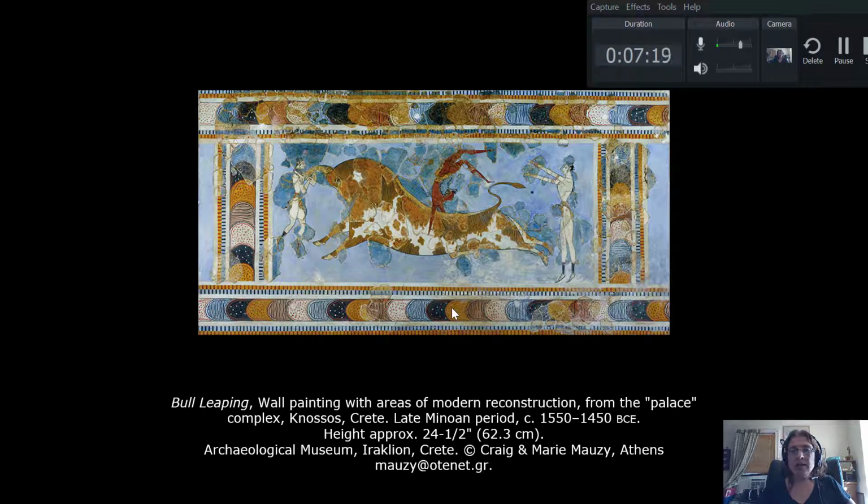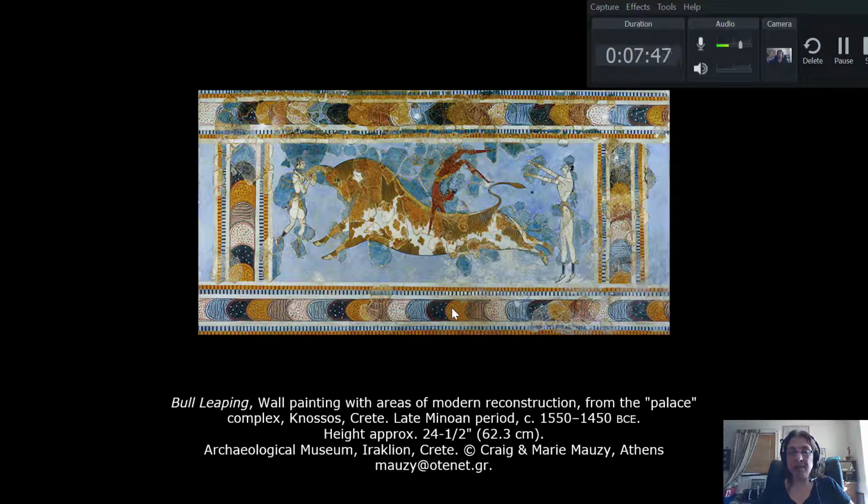Now, one of the most impressive pieces that we have from this palace, or this whole structure, is the bull leaping, which is a wall painting, and it comes from the palace complex. This is late Minoan, and it dates to circa 1550 to 1450 BCE, and it's done in fresco.